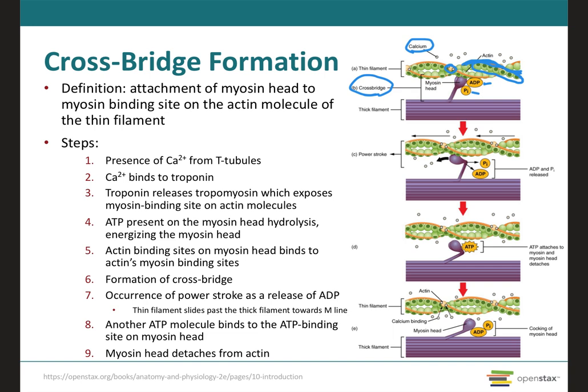Therefore, we can say that this energized myosin head is going to attach to the myosin binding site on the actin, and in this process, it will release this phosphate group. When the myosin heads attach to the actin during contraction, this will be referred to as the cross bridge. After the cross bridge forms, we're going to have what we call the power stroke.